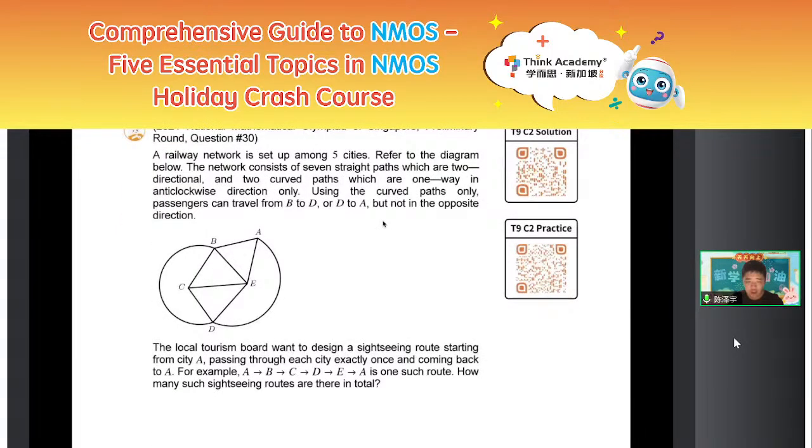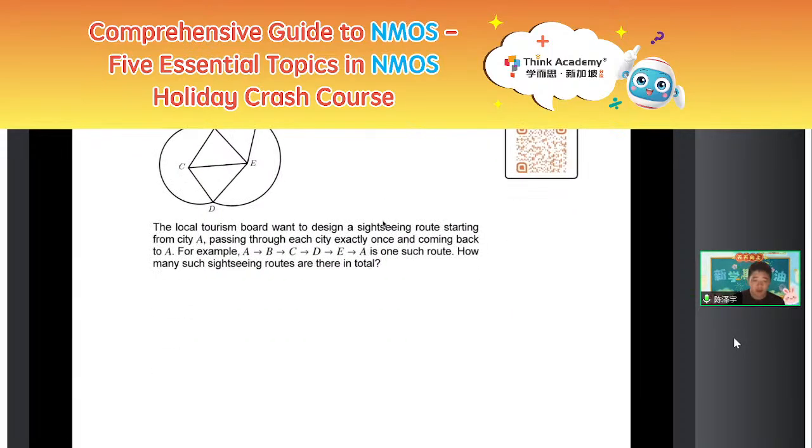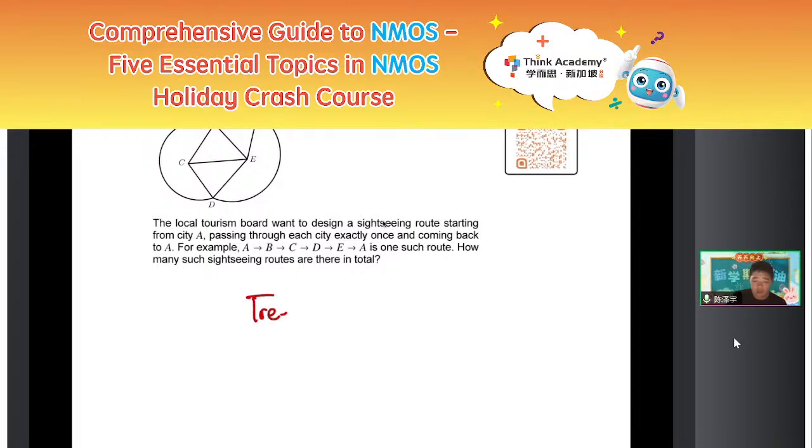For the challenge question, it's also about enumeration. Don't forget that you also have a very powerful method called a tree diagram. Here's the hint for this question: you can use the tree diagram to solve it. Hopefully it helps a little bit. So this will be our first topic.